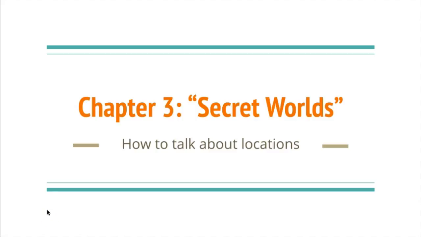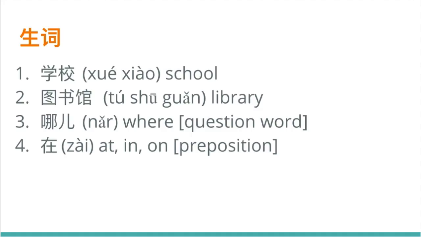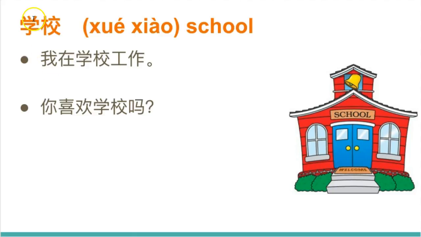大家好. In Chapter 3, we're going to talk about locations. Let's look at our vocab. 一,学校。二,图书馆。三,哪儿。四,在。学校 is a location, it's a place, specifically a school.